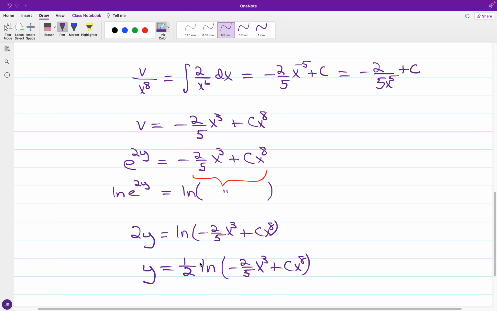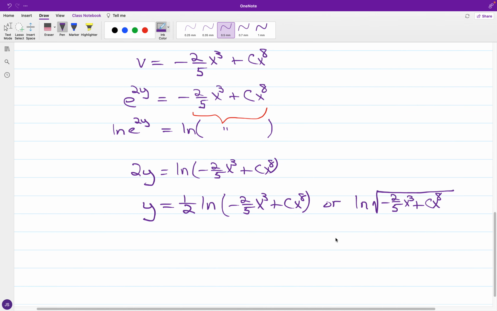And notice I can make this coefficient into an exponent, and considering that the order of 1/2 is referring to a square root, I can also write this as the natural logarithm of the square root of negative 2/5 of x cubed plus c times x to the 8th.